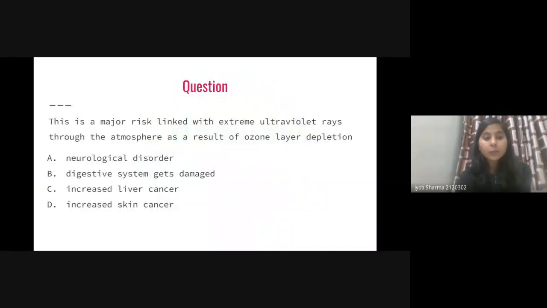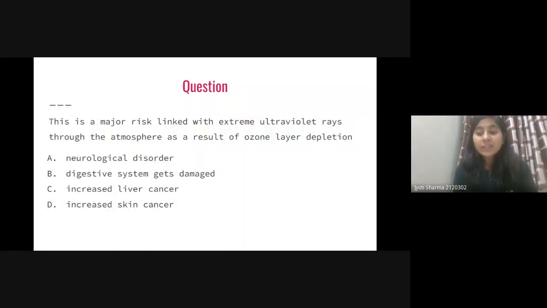And okay, there is one question: this is the major risk linked with the extreme ultraviolet radiation through the atmosphere as a result of ozone layer depletion. So what kind of disease you may have whenever there is extreme ultraviolet radiation? Rashmi gave me answer D, that is increased skin cancer. Pinak also gave me yes.